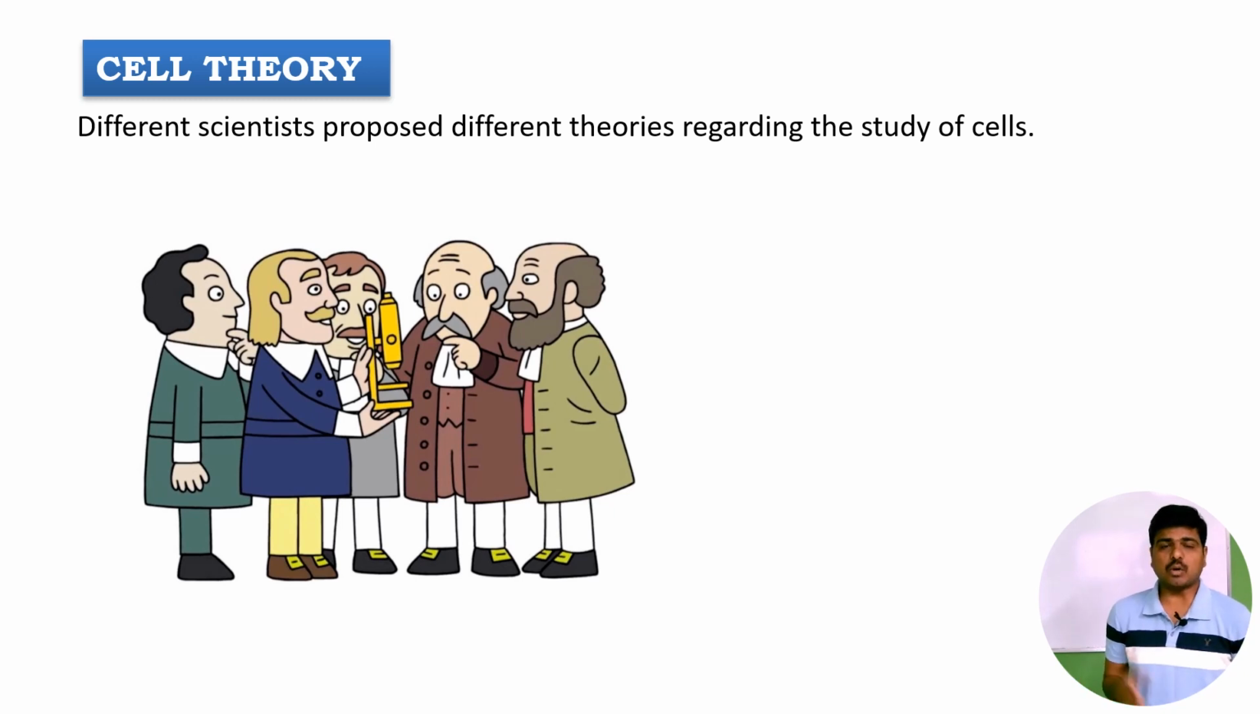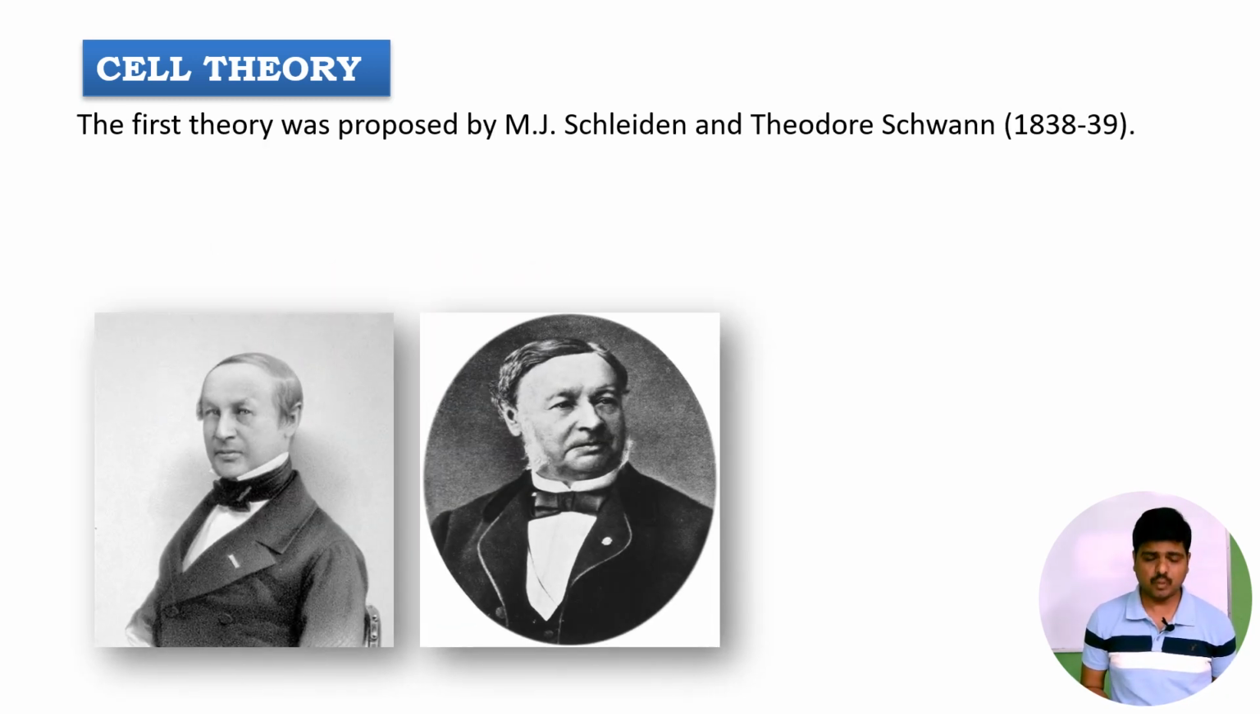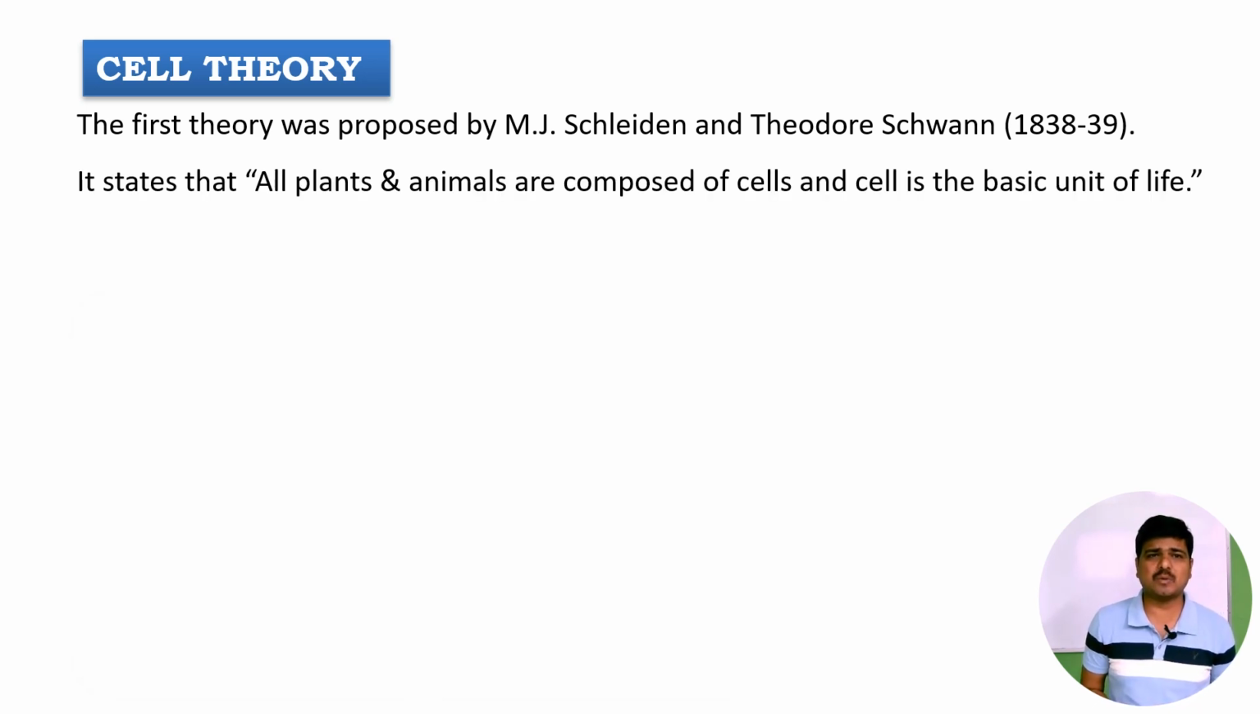So we got to know in 1665 that there is a certain part called the cell, but different scientists proposed different theories regarding the study of cells. The first theory was proposed by M.J. Schleiden and Theodor Schwann, around the years 1838 and 1839.